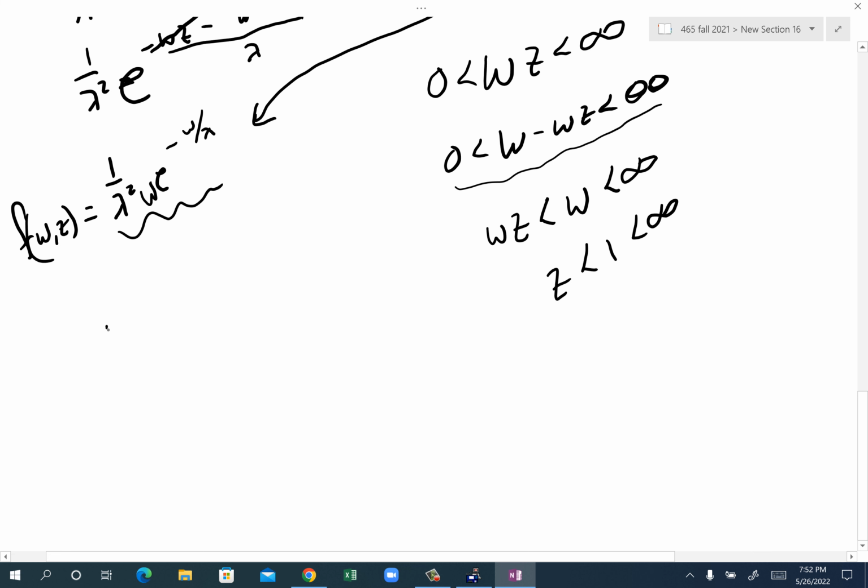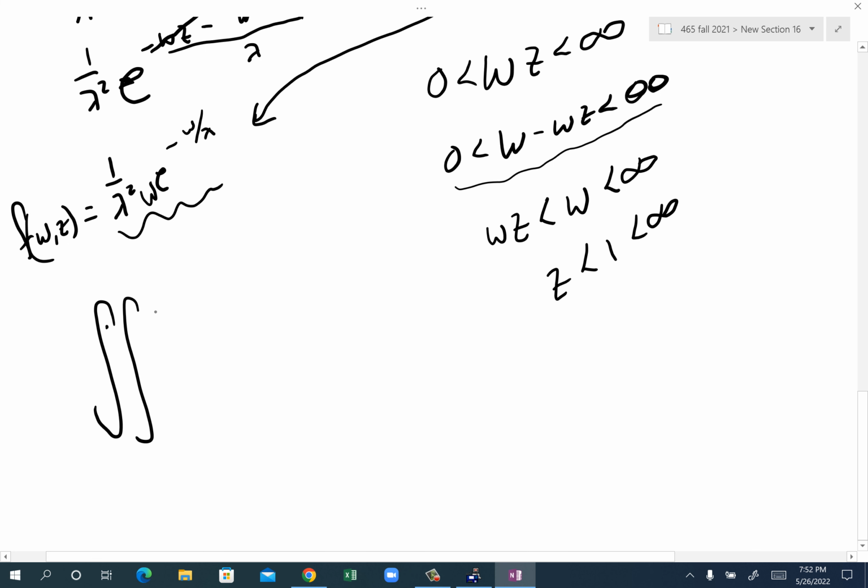Now, before I go any further, I'd like to know that this actually works out, that I get, in fact, 1. So when I double integrate this, let's see if this is true. I divided by w down here, so I get z is less than 1. Let's see if this works.